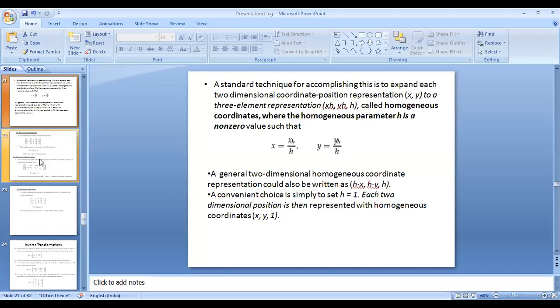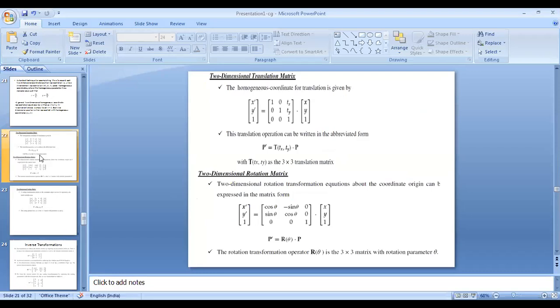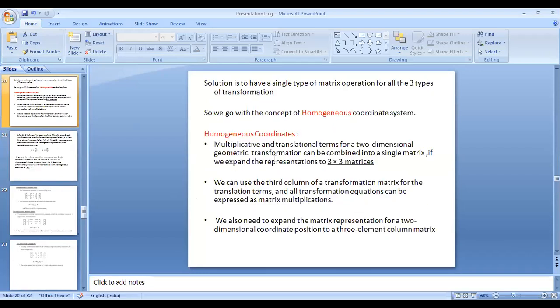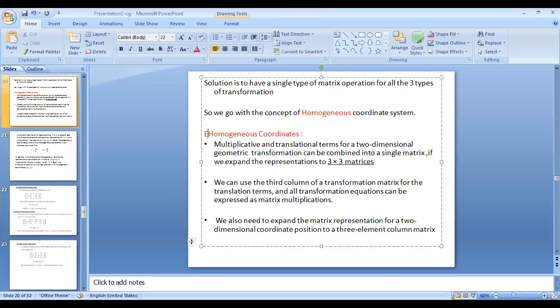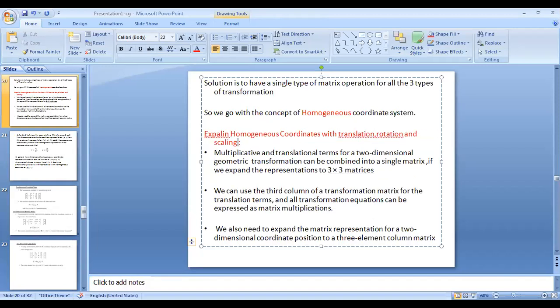This is an important question that they will be asking you. Explain homogeneous coordinate system. Question: explain homogeneous coordinates with translation, rotation, and scaling. Okay, explain homogeneous coordinates with translation, rotation, and scaling.